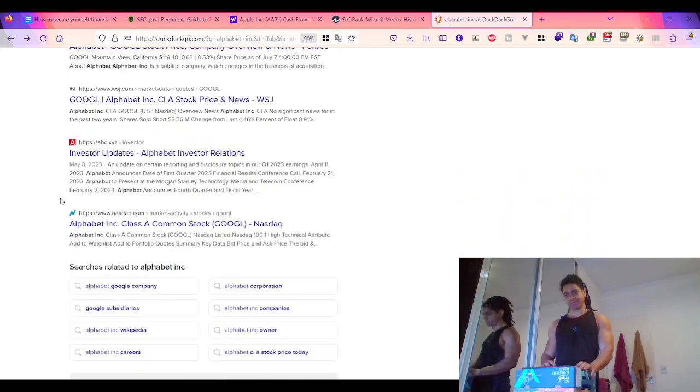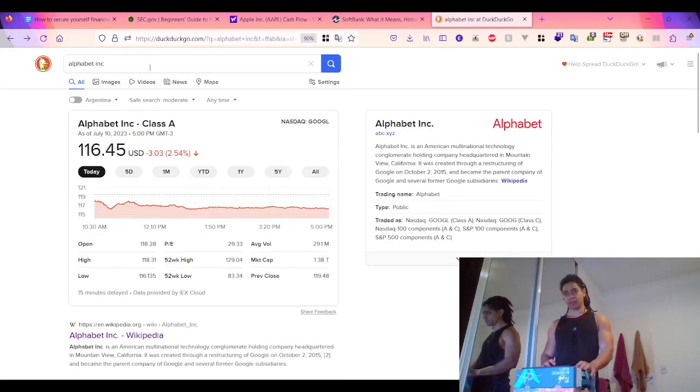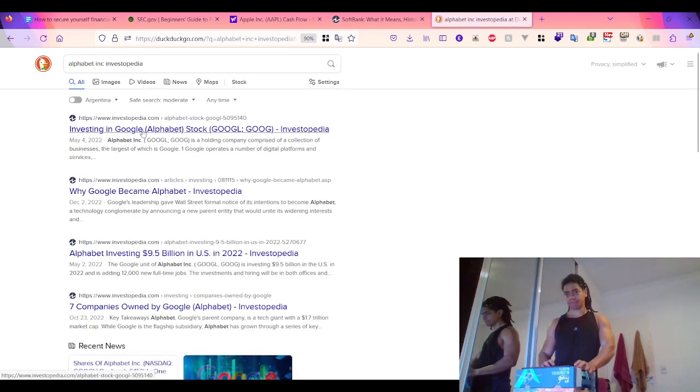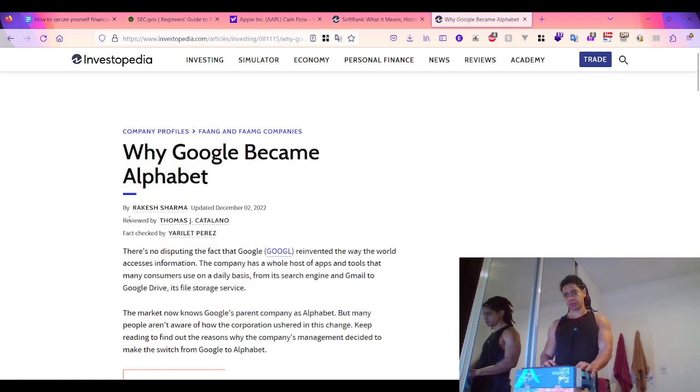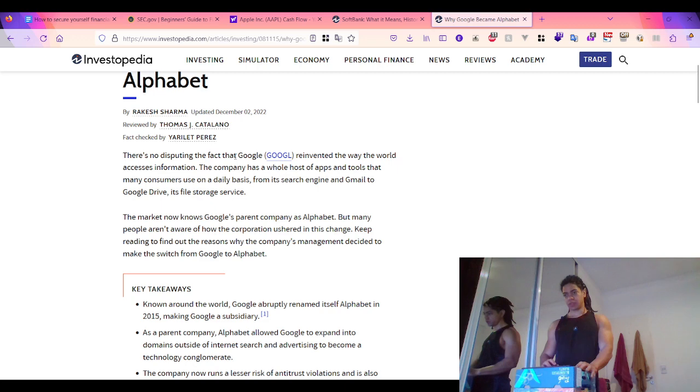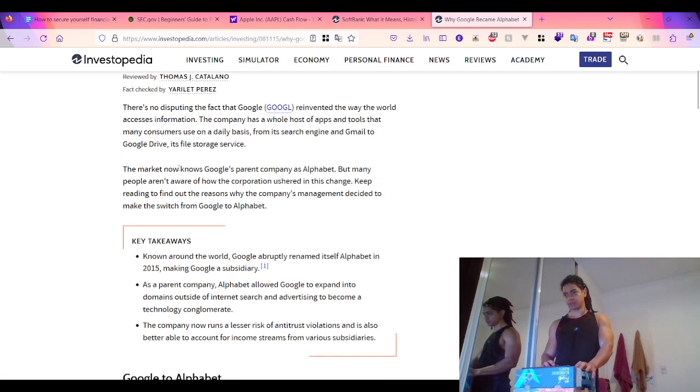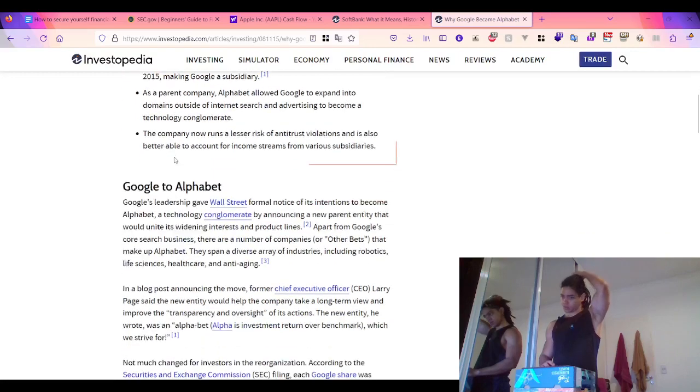I'm just looking if Investopedia mentions something about it. Investing in Google Alphabet stock, why Google became Alphabet. There's no disputing the fact that Google reinvented the way the world accesses information. The company has a whole host of apps and tools that many consumers use on a daily basis, from its search engine and Gmail to Google Drive, its file storage service. Google to Alphabet.